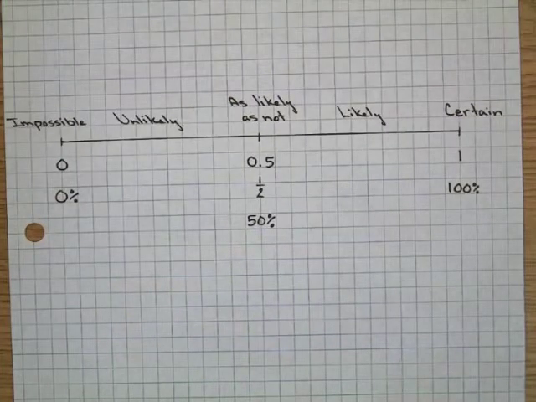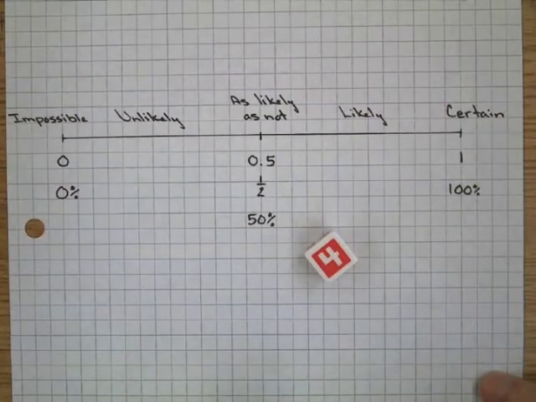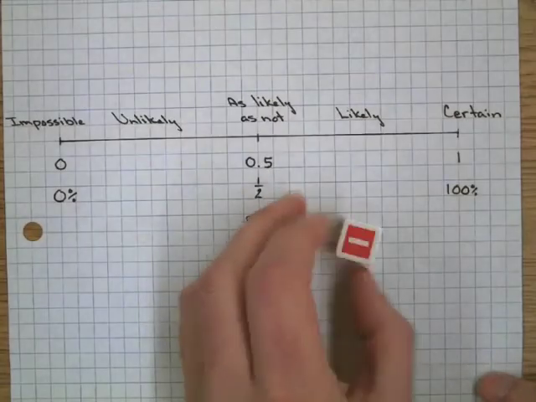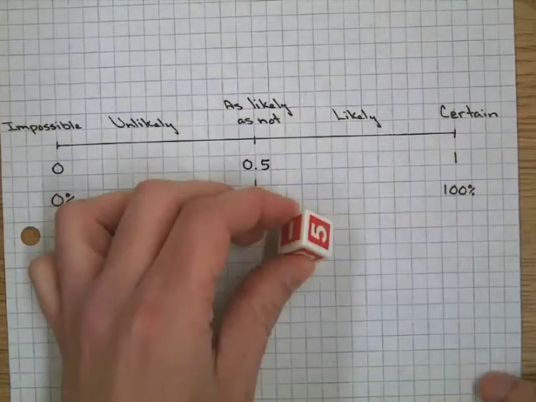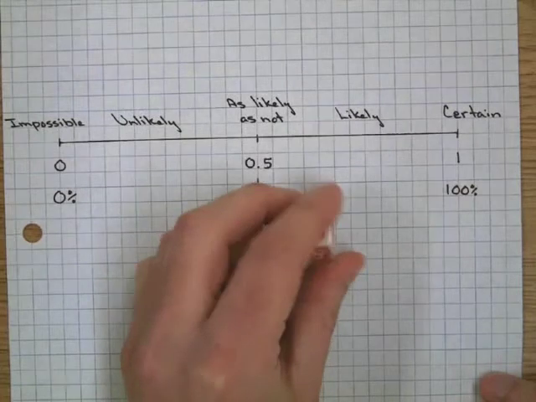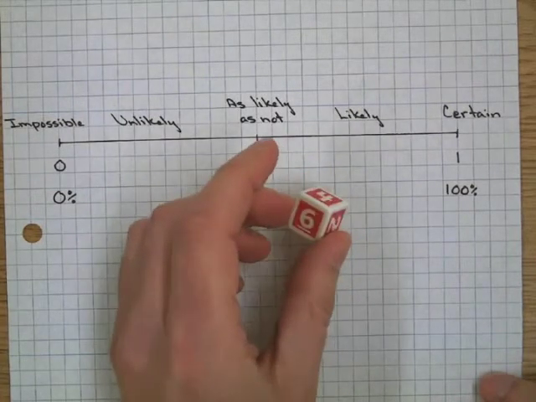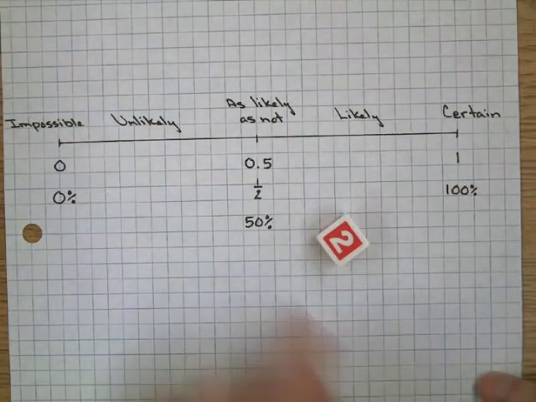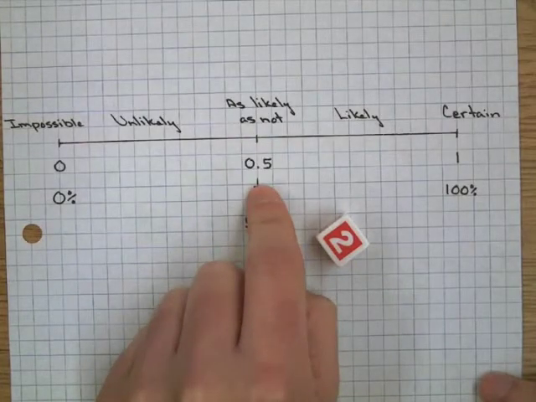So, for example, let's say that we have a number cube, a die here, and we want to know the likelihood of rolling an even number on this cube. Well, I know that on this particular cube we have 3 odd numbers, a 1, a 3, and a 5, and I know that I have 3 even numbers, a 2, a 4, and a 6. So I have just as great a chance of rolling an odd number as I do an even number. So my chances of rolling an even number are as likely as not, or 50-50.